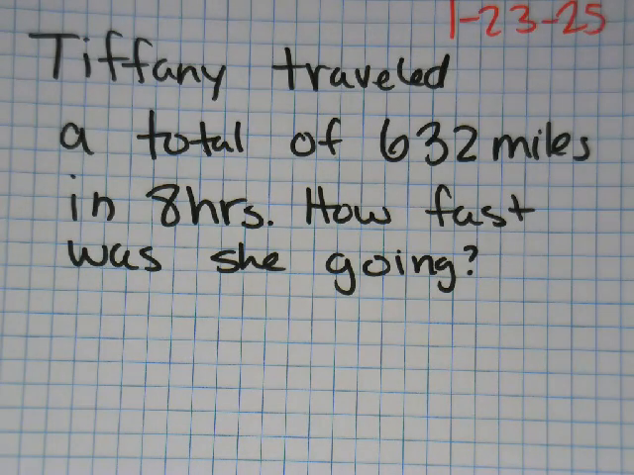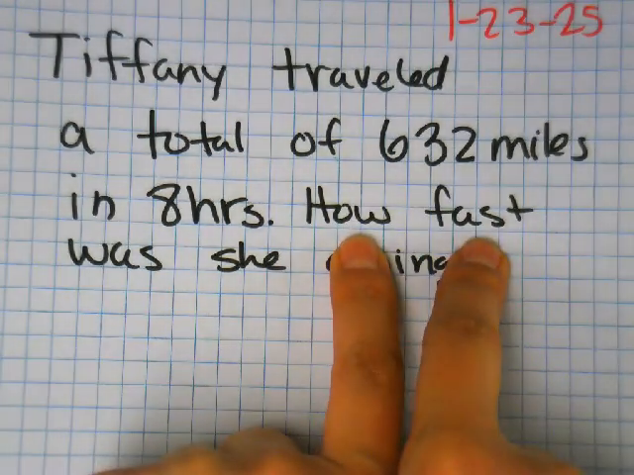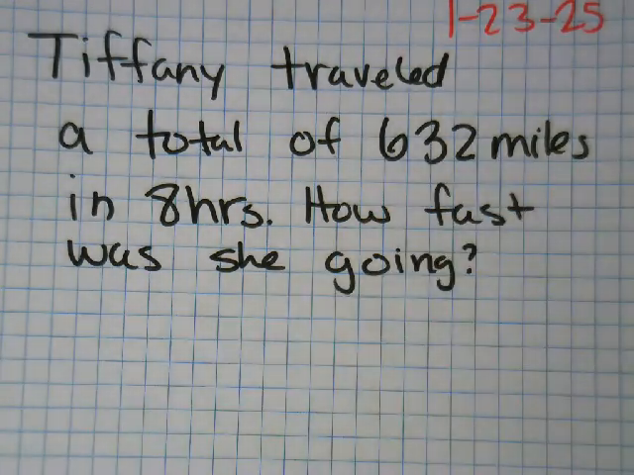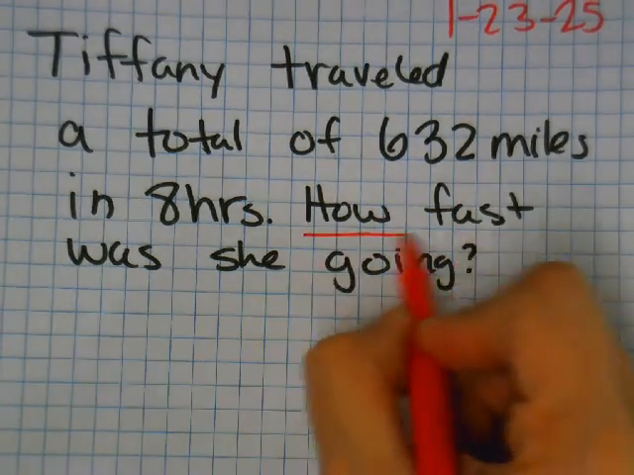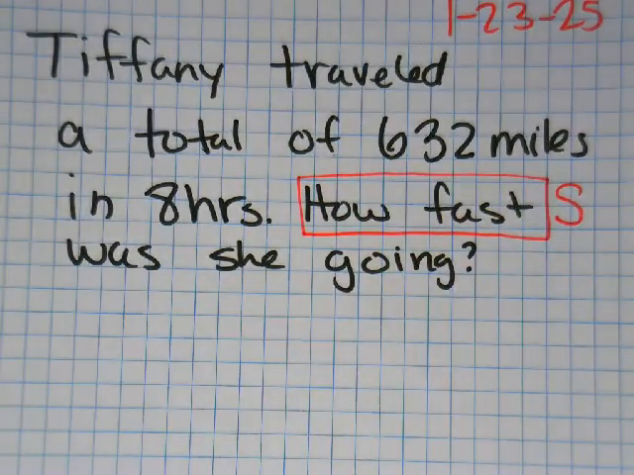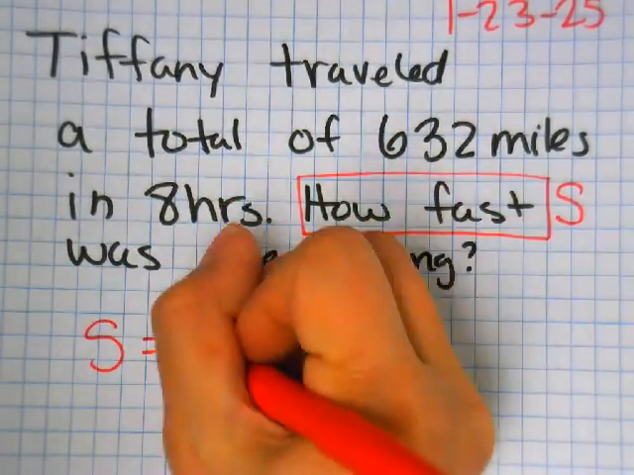So what am I solving for? How fast, which means what? Speed. So when you read how fast, we're looking for the S. Cover up the S. Distance divided by time. What does this line mean? Division, right? So let's write that down. Speed equals distance divided by time.